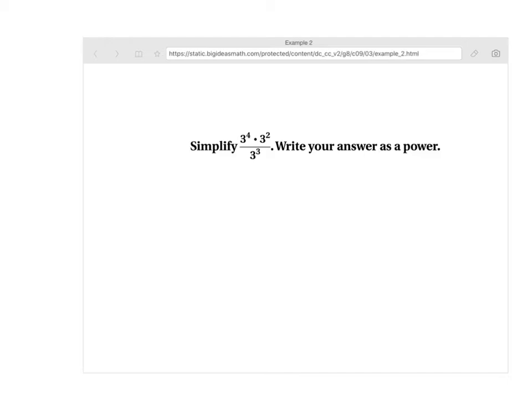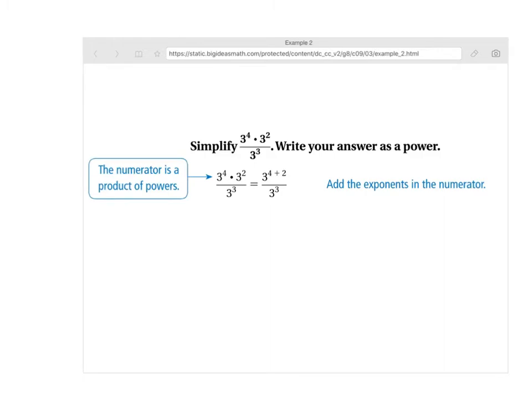Remember, when you multiply powers, all of these have the same base, so we know we can work with them. When you multiply powers, the powers actually add. So 3 to the power of 4 times 3 to the power of 2 becomes 3 to the power of 4 plus 2, because when you're multiplying, you actually add the exponents. Well, 4 plus 2 is 6.